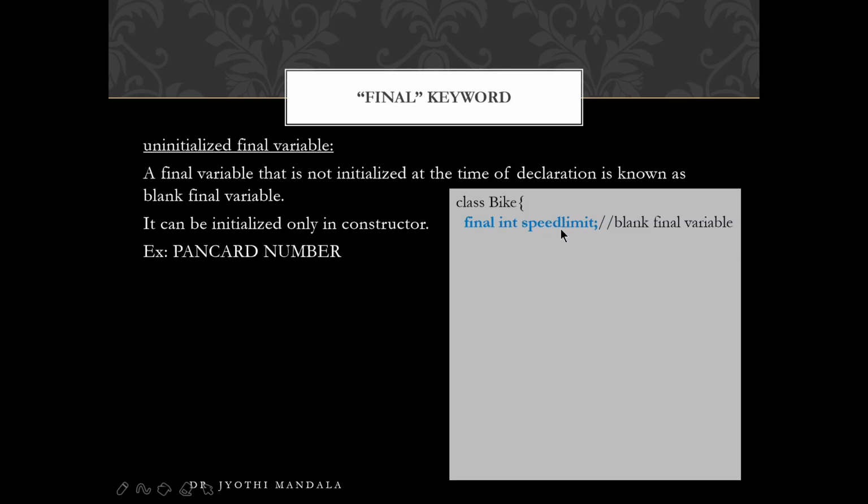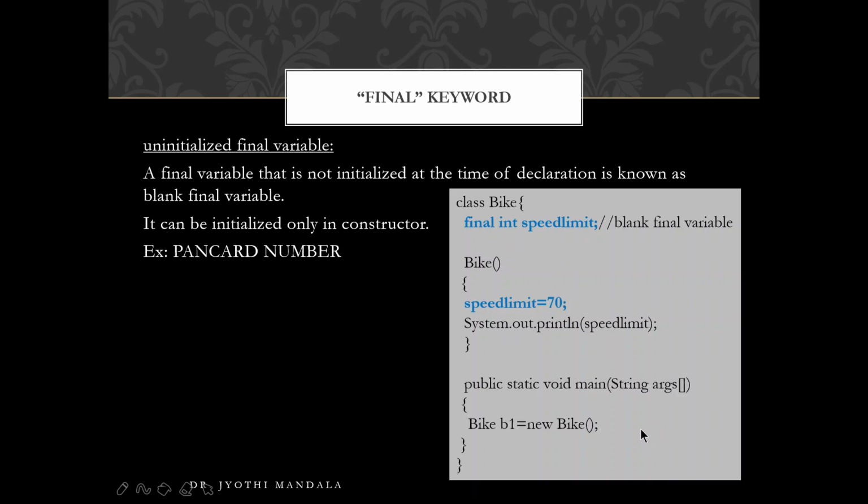See here, speed limit is a variable. For this speed limit, earlier we have given a value, but here I have not given any value. Such a variable is called a blank final variable. Now if you want to give any value to this one, then that can be done only in the constructor. See, bike is a constructor, right? So only in the constructor we can assign the value. That is how you need to understand. So this is one important point about your final variable. So uninitialized final variables are initialized only in the constructor, right?